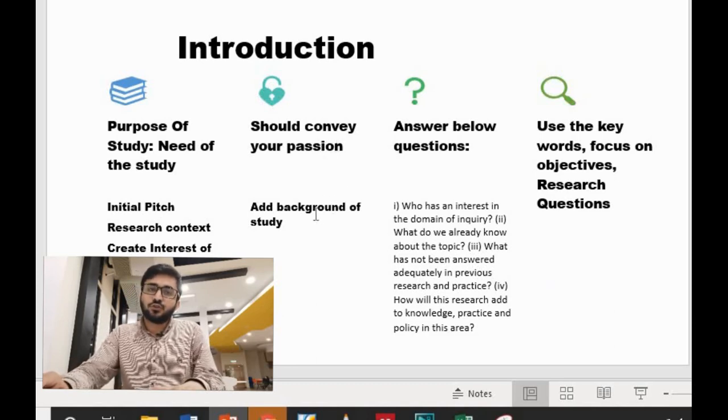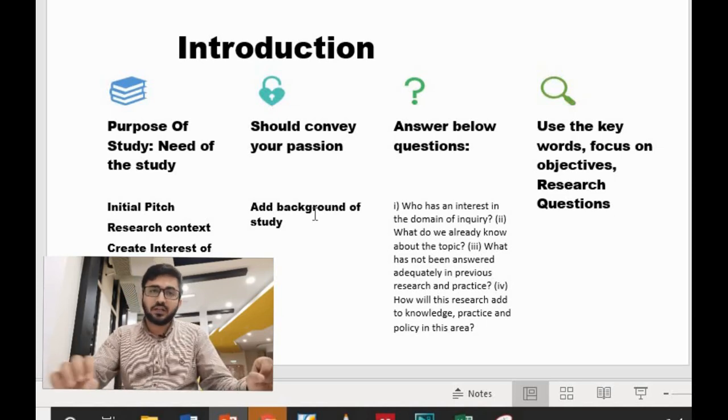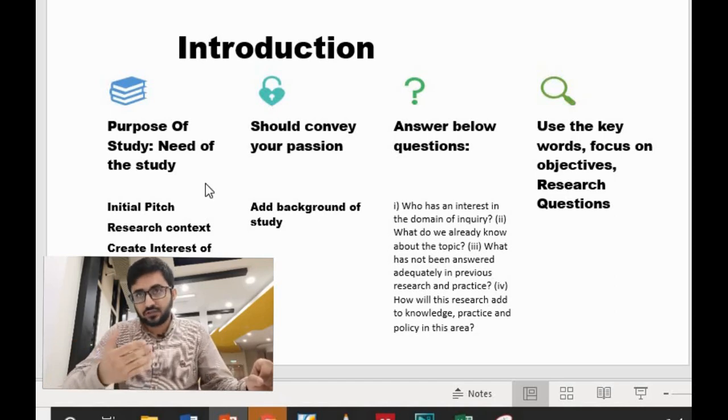The other thing is that you should convey your passion. You can convey your passion by giving the background. If you are mentioning the background of fintech or of marketing, this shows the committee, the reviewers of your proposal, that you know this industry, because the objective of the proposal is also to convince the committee that you know this topic, you are interested in it, and you have passion for it.